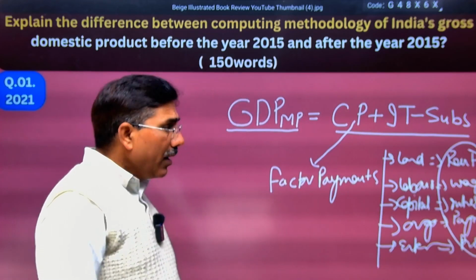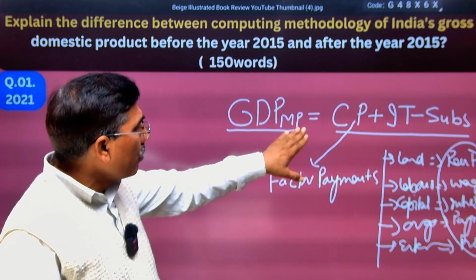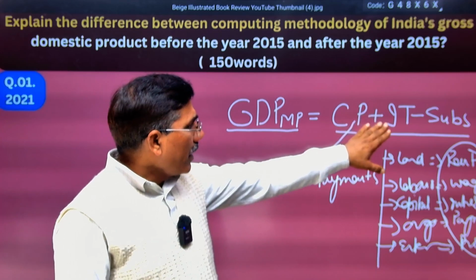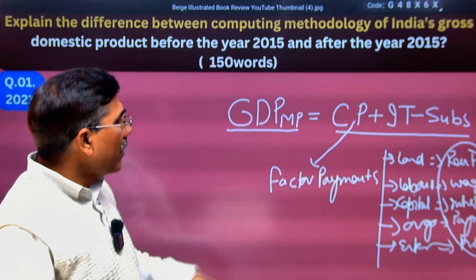Are you clear? When we are going to calculate the gross domestic product, we have to include what? That is cost of production plus indirect taxes minus subsidy. That will be the value at market price.